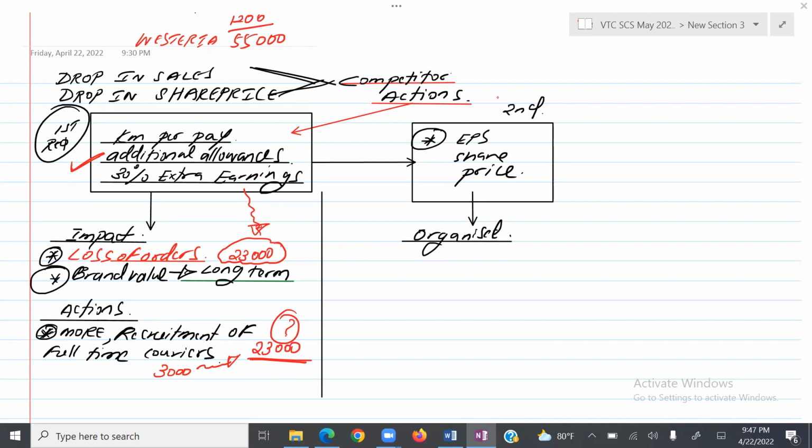Some answers are coming. Let's see. Employees or couriers can switch to a competitor. That only we have done. Additional cost in order to attract drivers. Low sales impact cash flow to the company. Burden on full-time employees to cover the orders. That won't be a possibility.